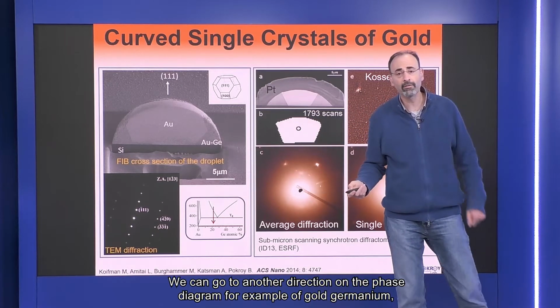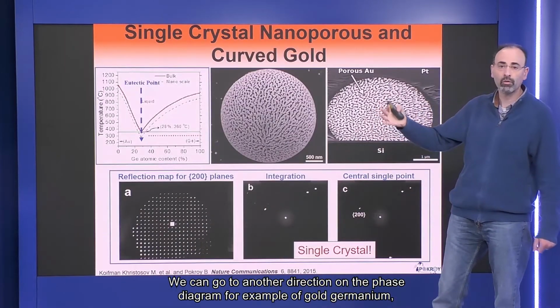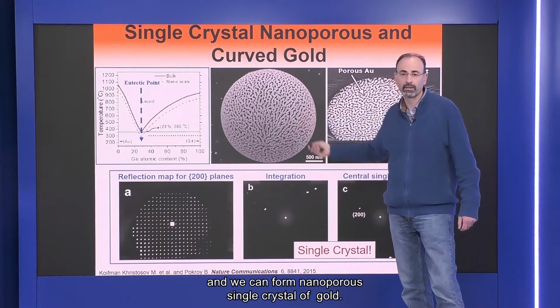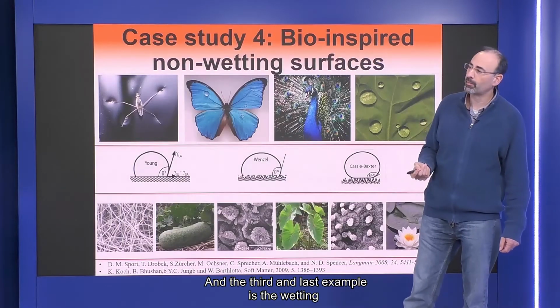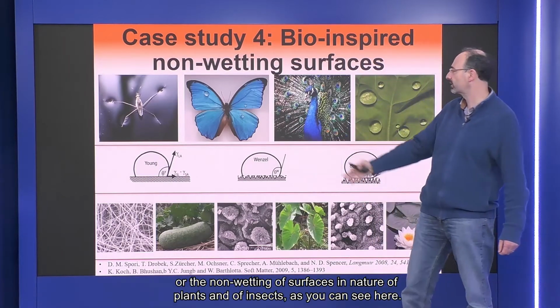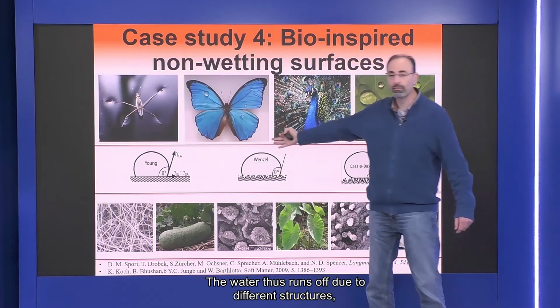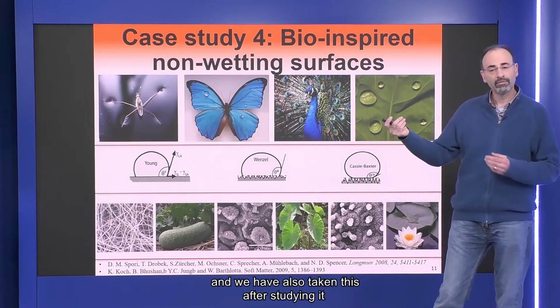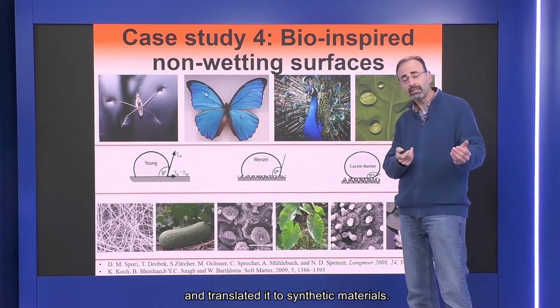We can go to another direction on the phase diagram, for example, of gold germanium, and we can form nanoporous single crystalline gold. And the third and last example is the wetting or the non-wetting of surfaces in nature of plants and of insects. As you can see here, the water thus runs off due to different structures. And we have also taken this after studying it and translated it to synthetic materials.